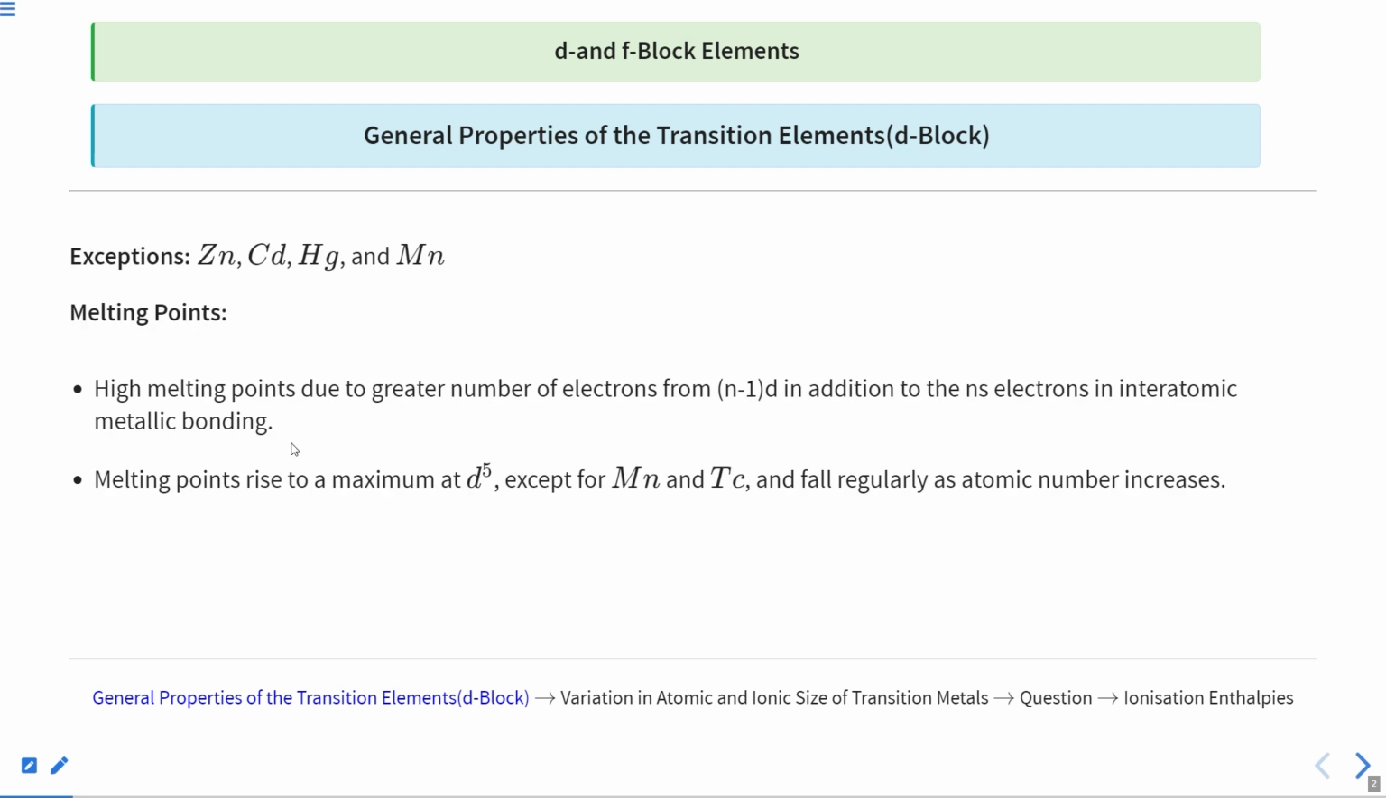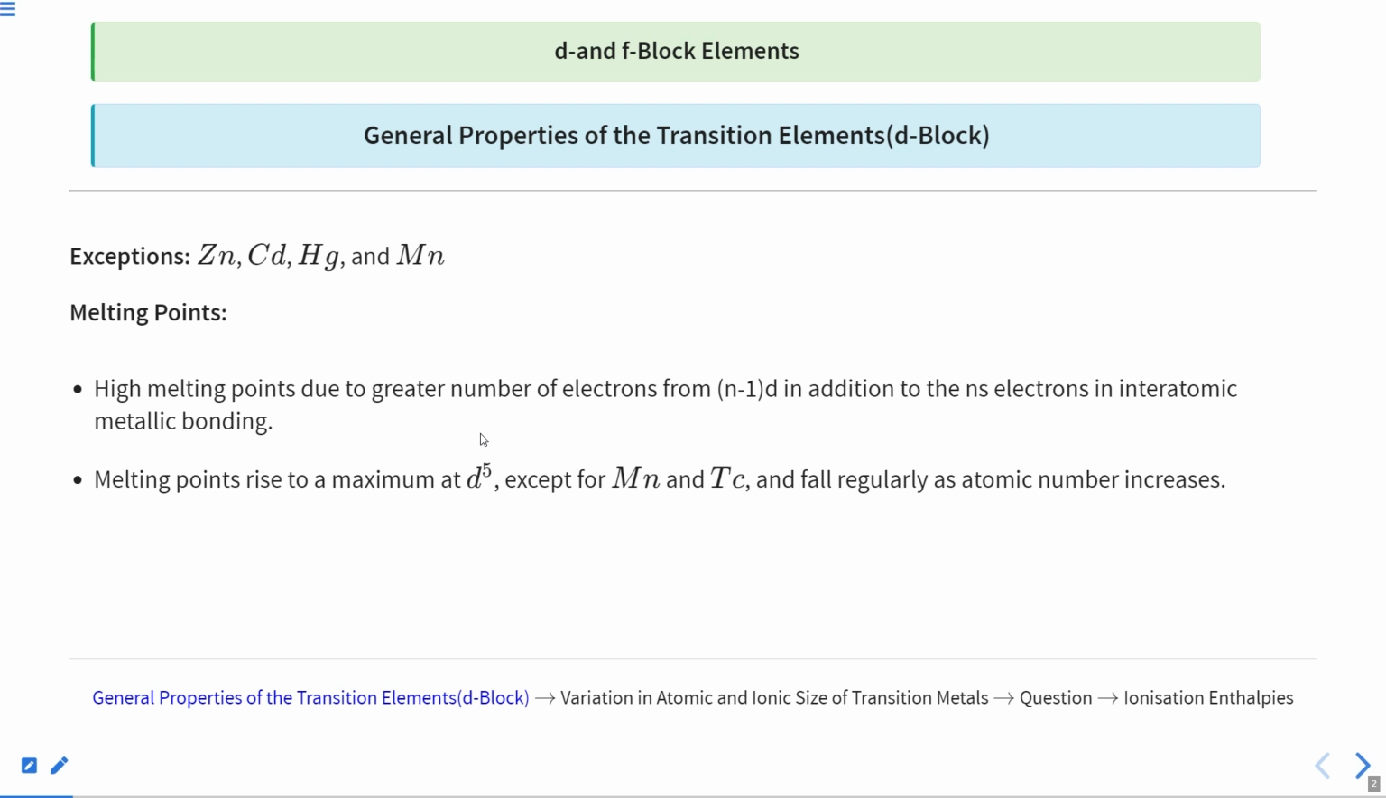Now, talking about melting point, as I have told you, why is there a high melting point for the metals? Because of the presence of a greater number of electrons from the (n-1)d in addition to the ns electrons in interatomic metallic bonding. So the same thing is written. Now, one more thing is added here.